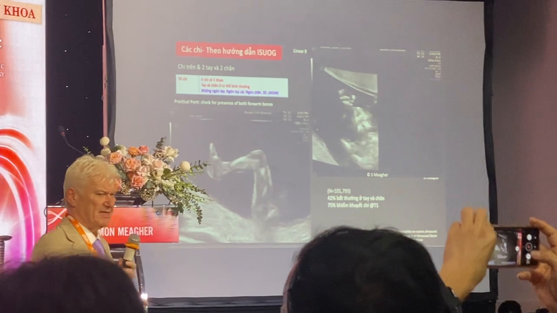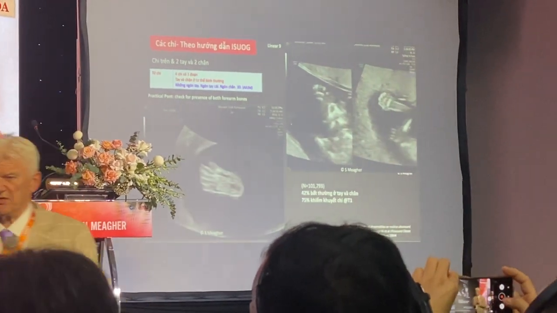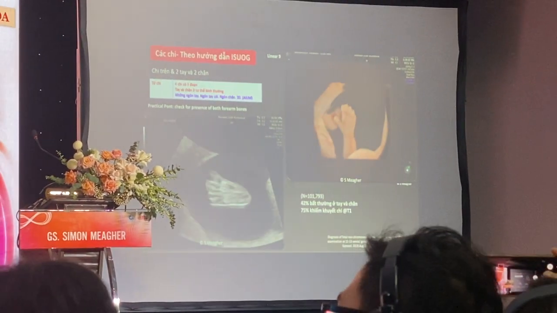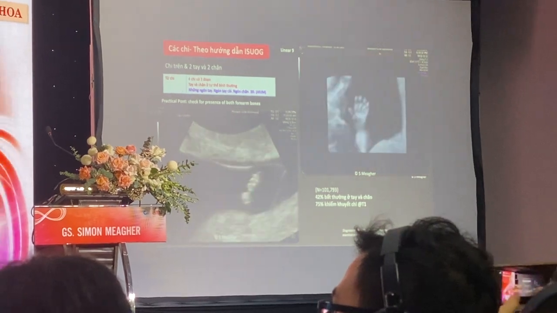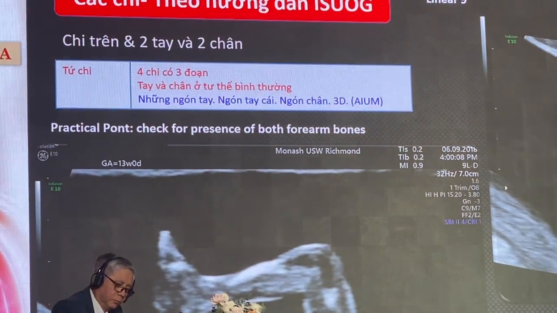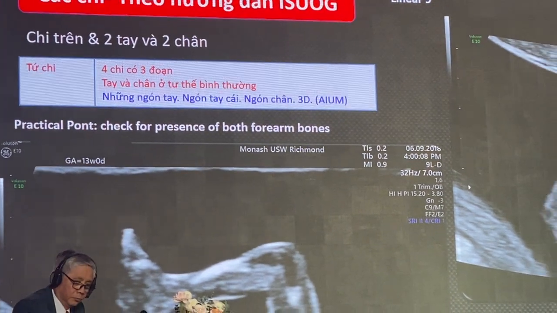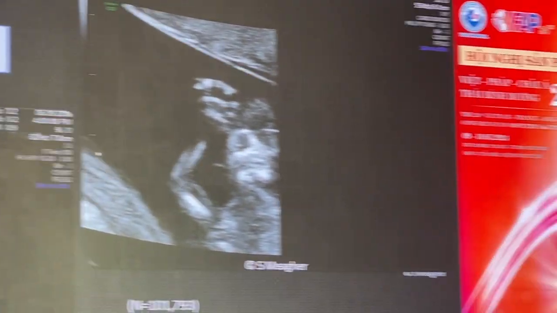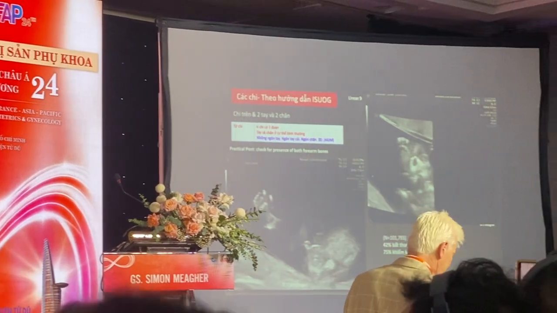The last system is the skeletal system. How good is the first trimester in the skeletal system? Here you have a picture showing the hands, you show the fingers, and count the digits. It is much easier to count the digits on the hand when compared to counting the digits on the baby's feet.